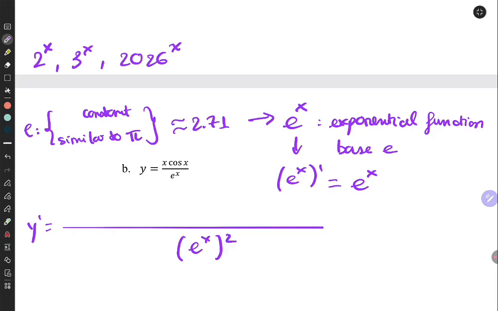Close, but so f is this one, right? So the derivative of this. It's one function. It's not two. That's one function. So you're going to have the product rule for this, and then times this.